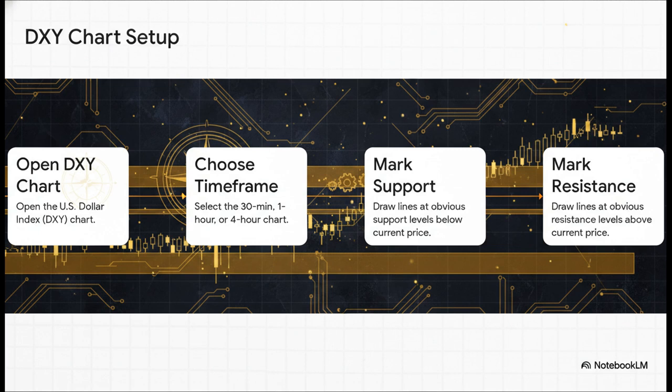The actual setup couldn't be easier. Just open up the DXY chart. Pick a time frame you're comfortable with. The 30-minute or 1 hour works great. Then, just look at the chart and mark the most obvious support levels below where the price is now, and the most obvious resistance levels above it. These are going to be our tripwires, the key levels we'll be watching for a signal. Once that's done, you're ready to go.